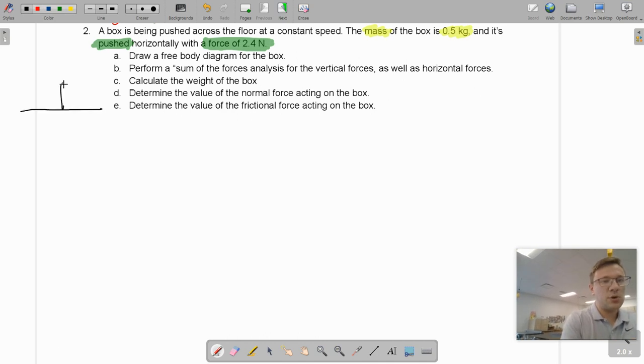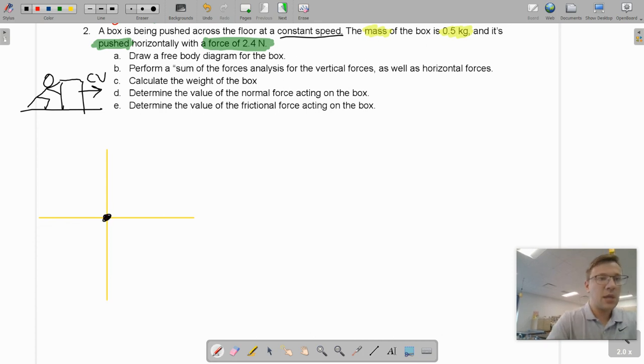Here's a quick picture. Here's the box. We'll say it's being pushed to the right, and here's me pushing the box this way. It does say at constant speed, so that's crucial to drawing our free body diagram here. I will draw out my x-axis, my y-axis, and get my center of mass in there. We have the weight of the box here, and the normal force pointed up this direction. These must be equal. And then we've got my applied force.